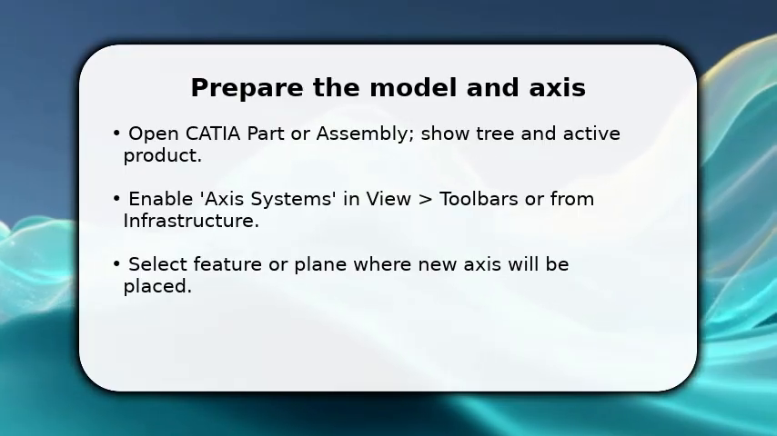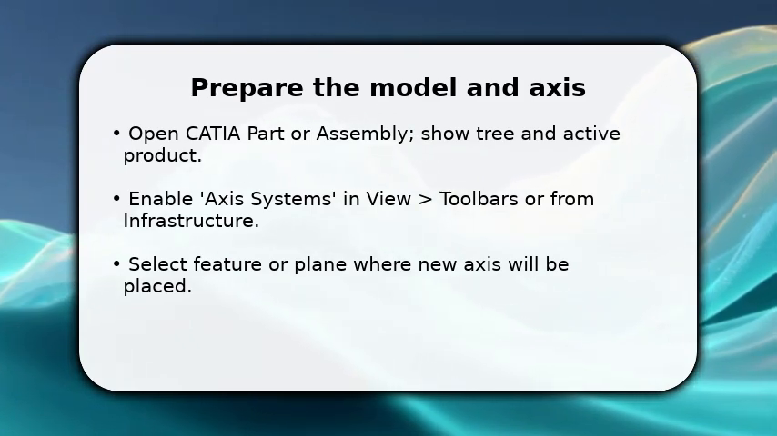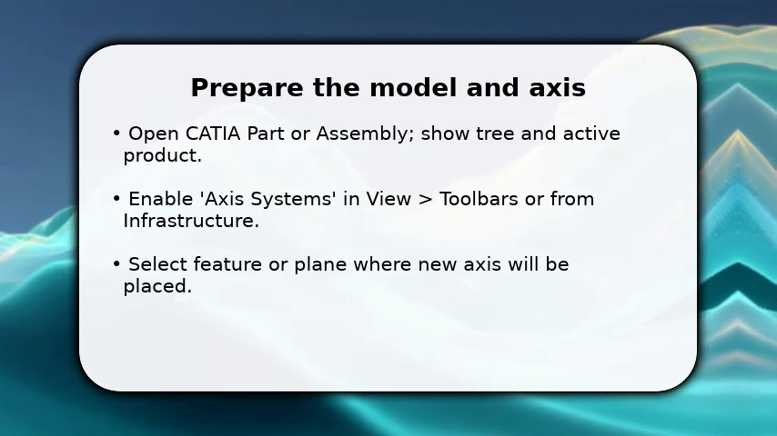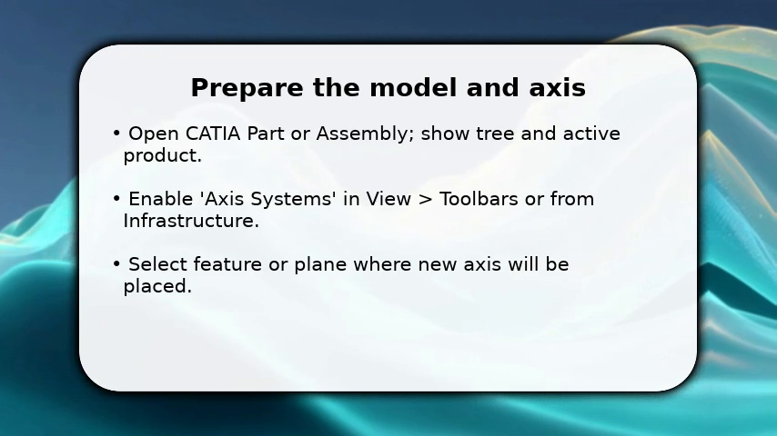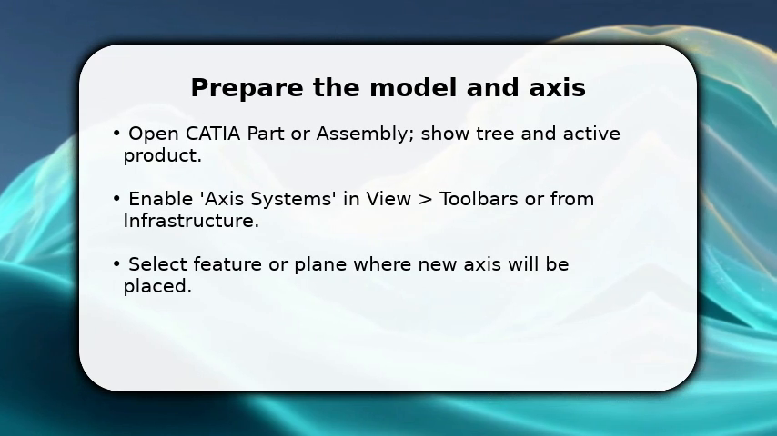You have the model open and the tree visible. Now place the reference. First, enable axis systems so you can see and create axes. Then select the face, edge, or plane that logically defines orientation because the reference determines later constraints.